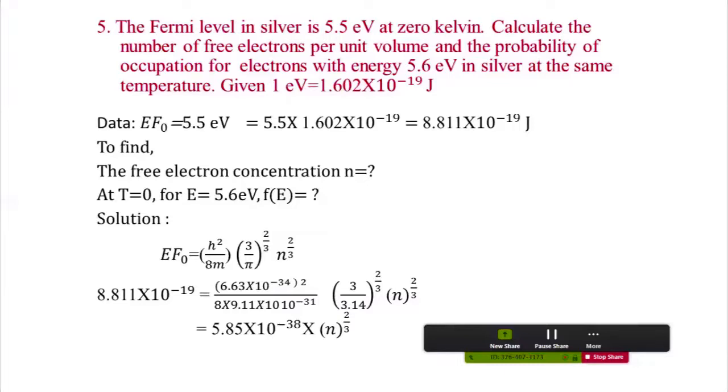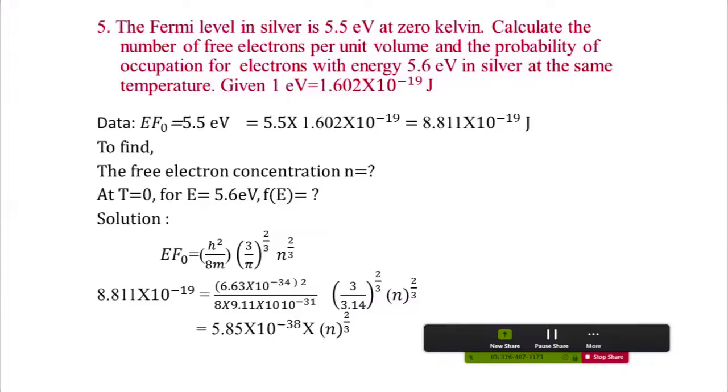Next, you need to calculate the number of free electrons per unit volume. That is to find the free electron concentration, the N value. You can put a question mark. Next, at temperature T equals 0 Kelvin, energy E equals 5.6 electron volt. What is the F of E? F of E is the Fermi factor, that's the probability of occupying the energy levels.